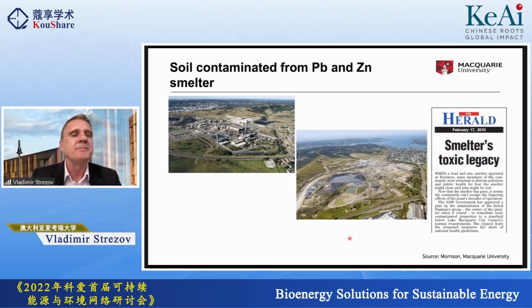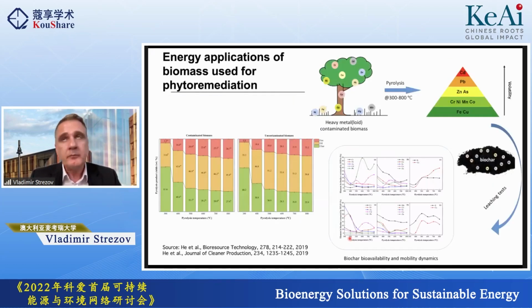So what we looked at is a crop or a plant that can be used for phytoremediation that will improve the quality or remediate the soil, and then we can harvest the plant. And what we do, we use it with the plant. So can we actually produce fuels and make the plant useful? So we have a number of winning solutions here.